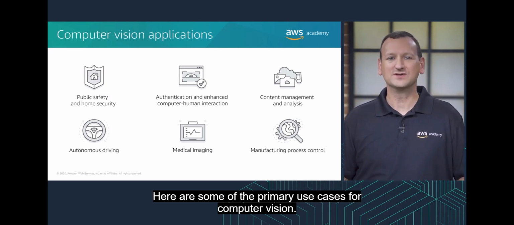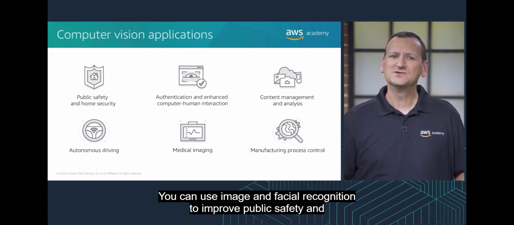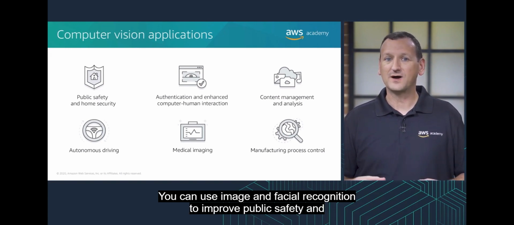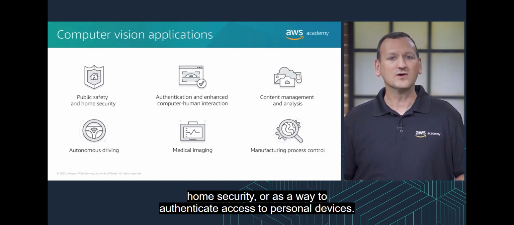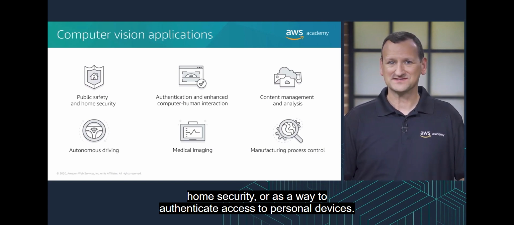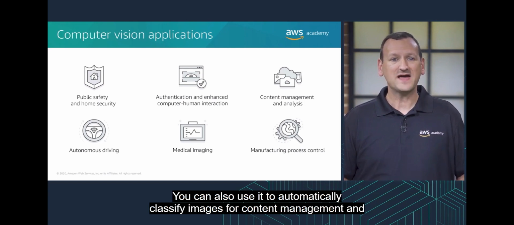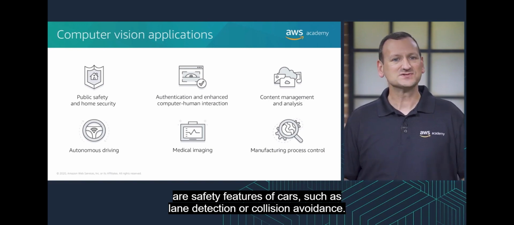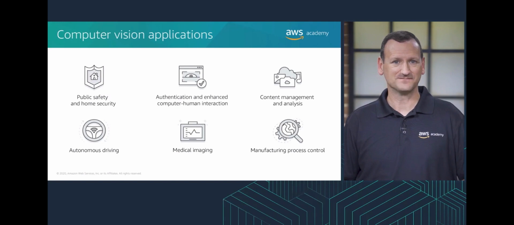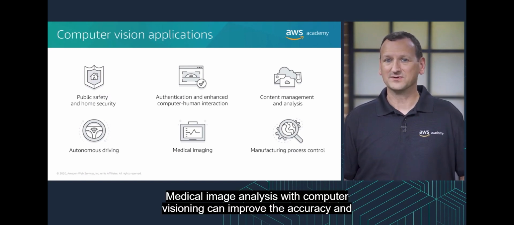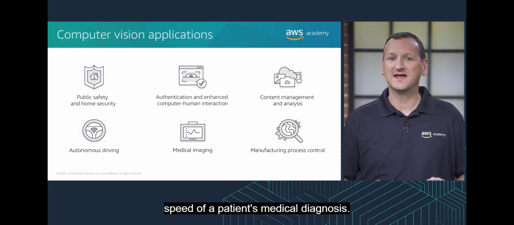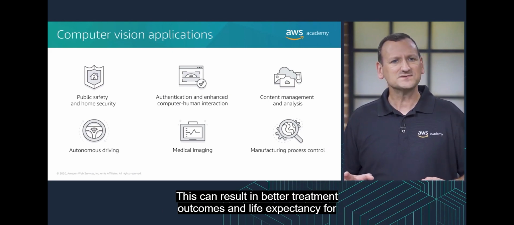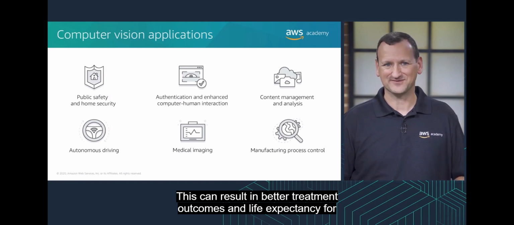Here are some of the primary use cases for computer vision. You can use image and facial recognition to improve public safety and home security, or as a way to authenticate access to personal devices. You can also use it to automatically classify images for content management and analysis. Autonomous driving is partly enabled by computer vision technologies, and so are safety features of cars, such as lane detection or collision avoidance. Medical image analysis with computer vision can improve the accuracy and speed of a patient's medical diagnosis. This can result in better treatment outcomes and life expectancy for the patient.